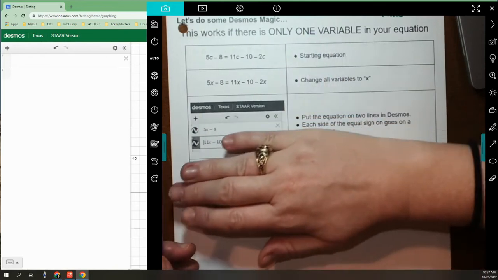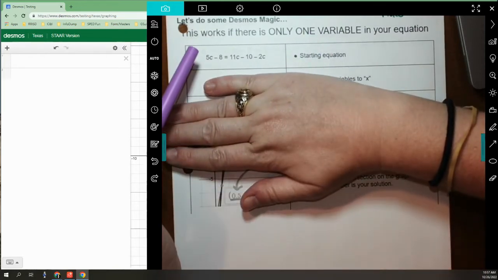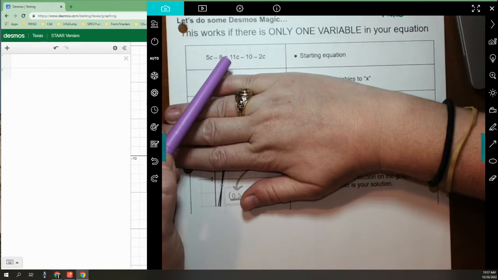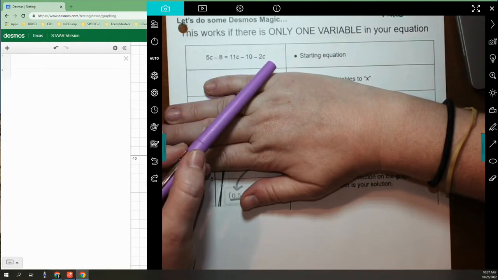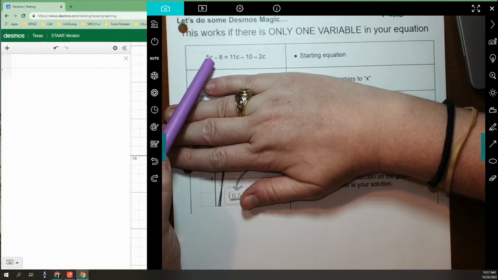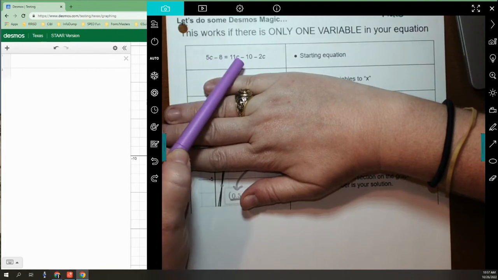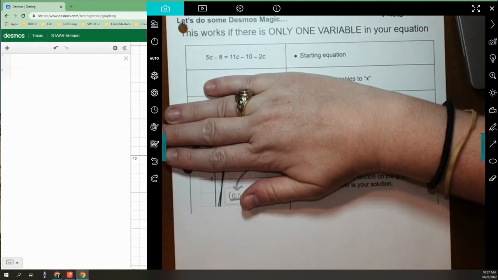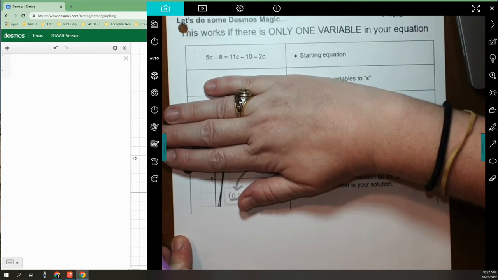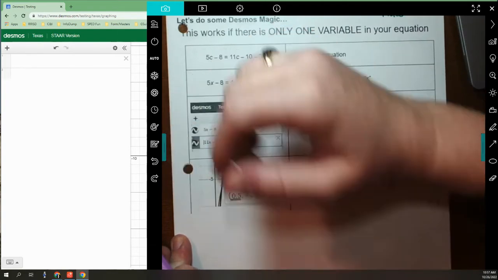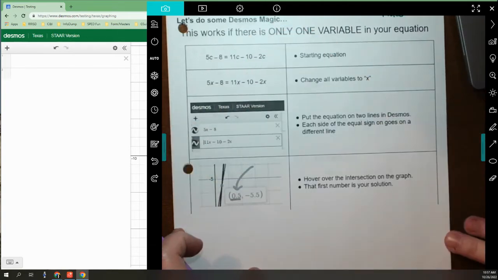So if I'm starting out with 5c minus 8 equals 11c minus 10 minus 2c, I only have c's in here. I don't have any other variables. They're only c. I can't just change letters around and make them different letters either, just to make this work.